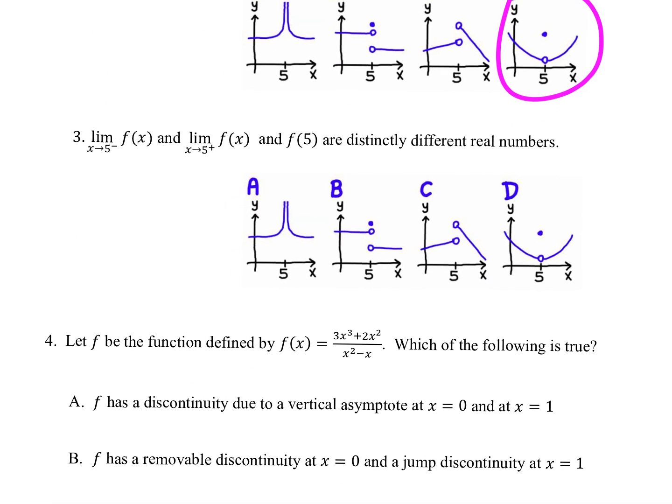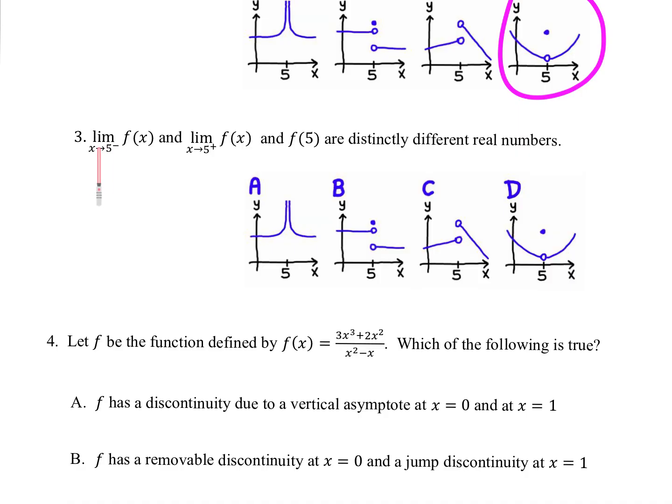Good job. Then number 3 says, the limit as I approach from the left and from the right and the actual point are different real numbers. So they all exist. What do we think? A, B, C, or D? B, you said, Sadie? As I approach from the left, I get some value that looks like it's bigger than if I approach from the right. And then the actual point does exist, and it's some other number it looks like. So I agree with B. We got it. Talk about what's wrong with A?